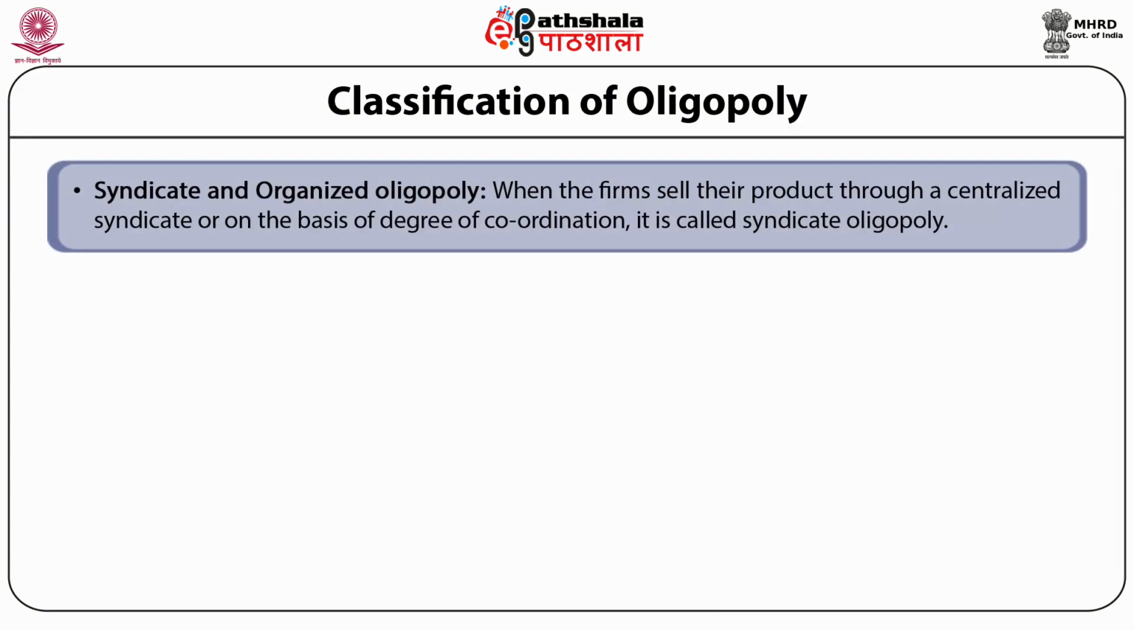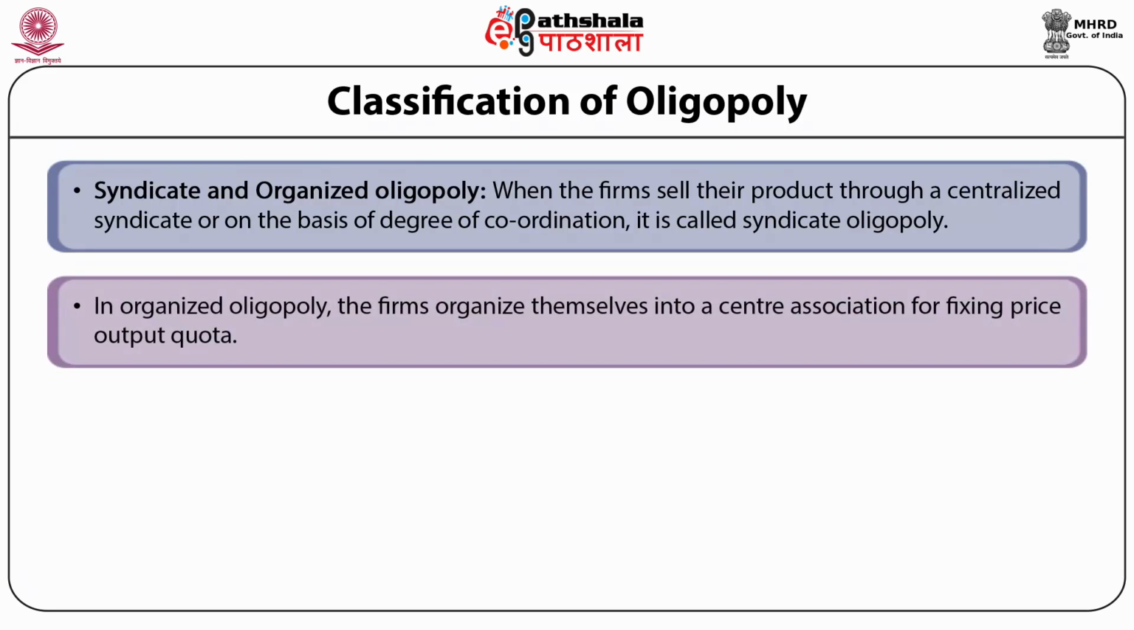Syndicate and organized oligopoly. When the firms sell their product through a centralized syndicate or on the basis of a degree of coordination, it is called syndicate oligopoly. In organized oligopoly, the firms organize themselves into a central association for fixing price and output quota.